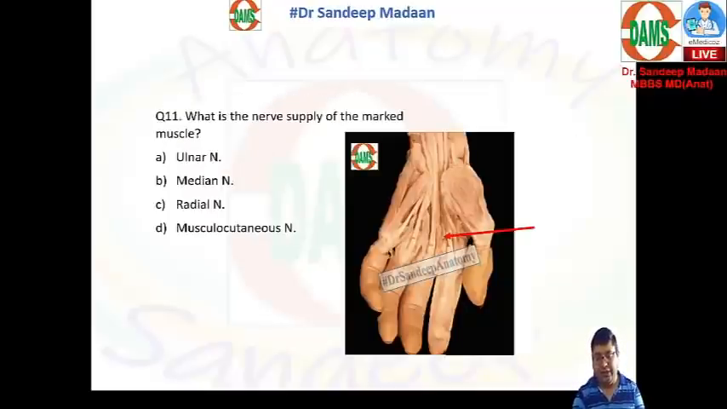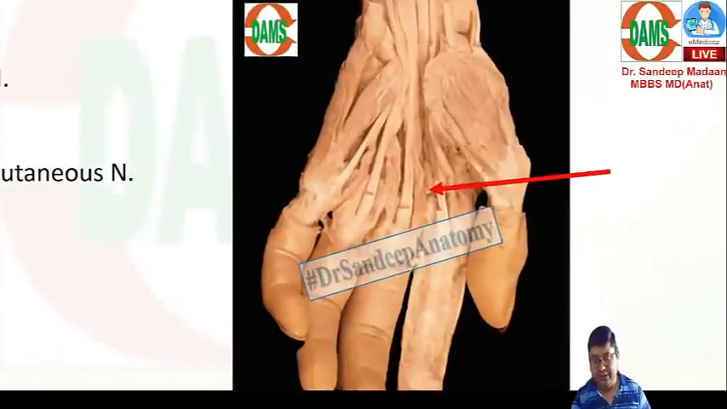Now if we look at this muscle, these are small worm-like muscles seen. So these four are the lumbricals. Here the second lumbrical has been marked. So the first and second lumbricals are supplied by the median nerve. Third and fourth, if these were the marked structure, then this will be the ulnar nerve. Third and fourth are supplied by the ulnar nerve. First and second by the median nerve.